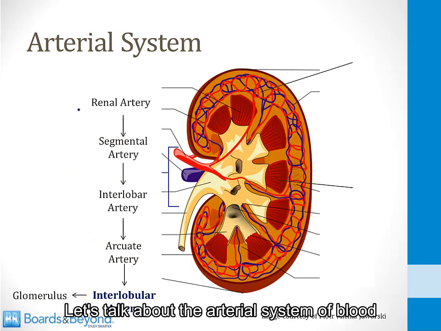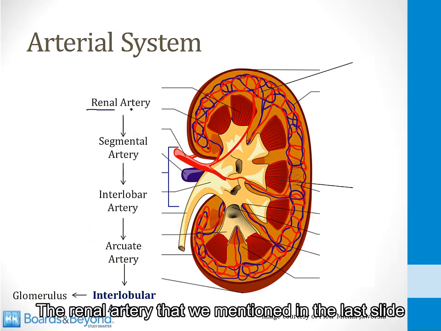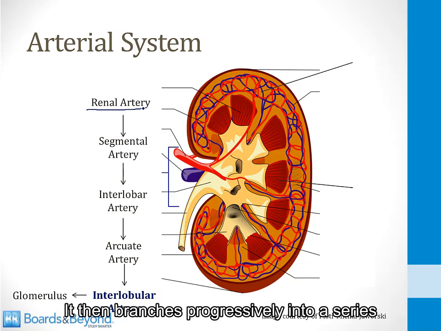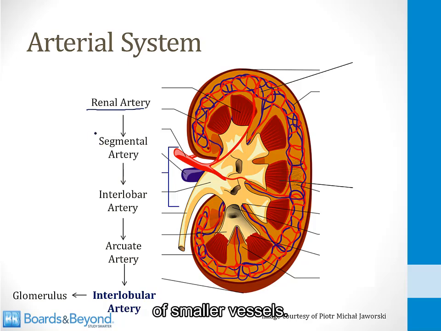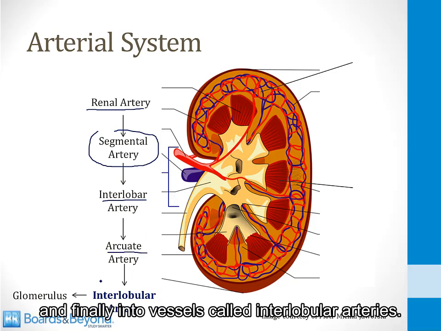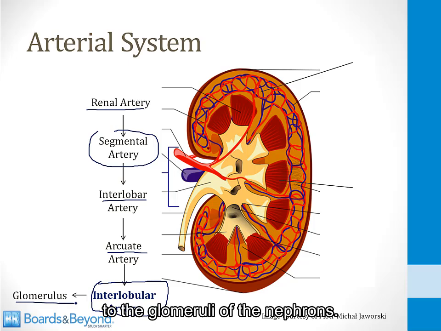Let's talk about the arterial system of blood that supplies the kidneys. The renal artery that we mentioned on the last slide comes off the aorta. It then branches progressively into a series of smaller vessels, first into the segmental arteries, then into the interlobar arteries, then into the arcuate arteries, and finally into vessels called interlobular arteries, and these are the vessels that supply blood to the glomeruli of the nephrons.